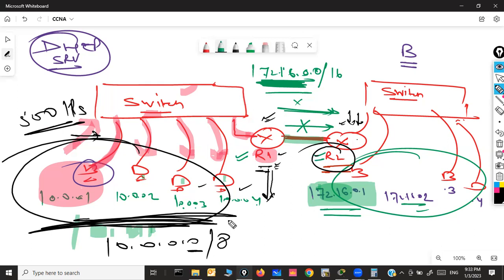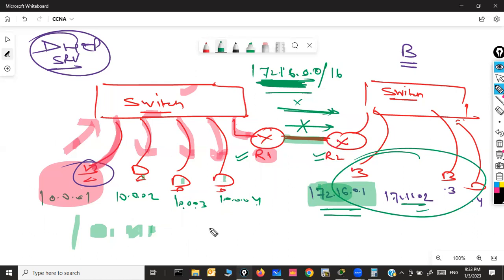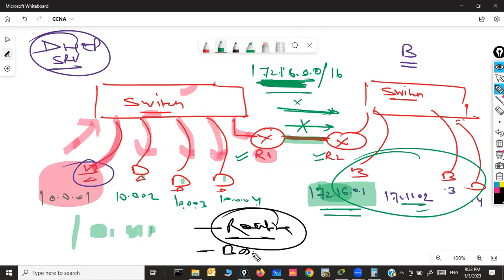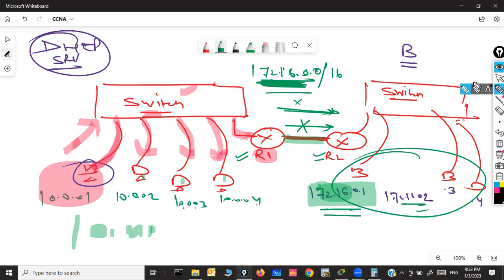So before just jumping to this routing configuration or the routing concepts, we will have to understand some basic commands of routers first, and then we can talk about routing. And another important point I must mention: I took the example of two networks only.